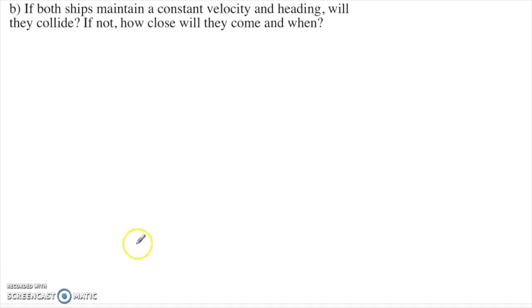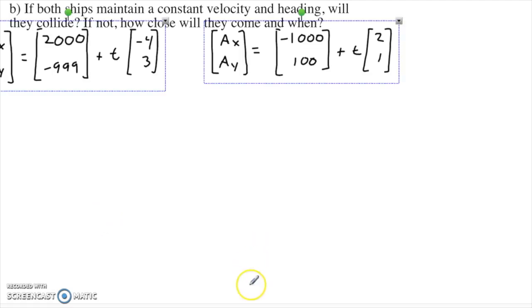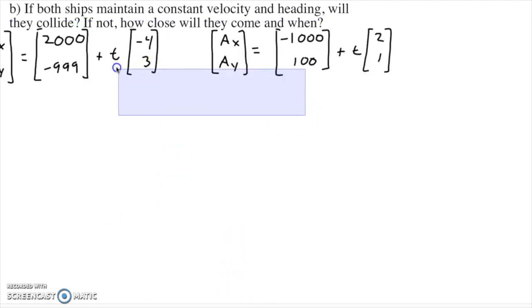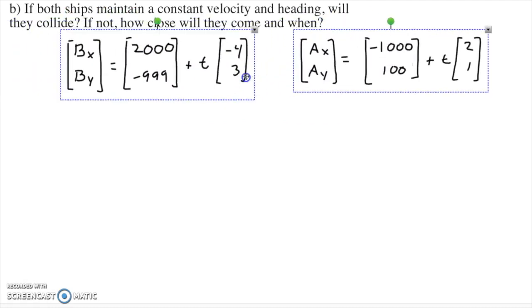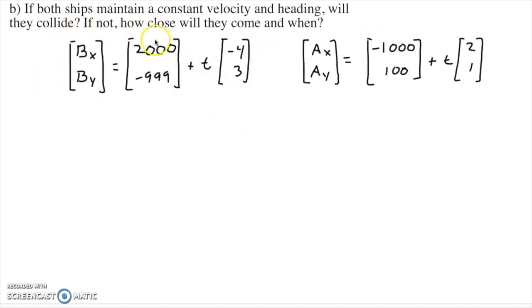The next question we're going to ask here is, if both ships maintain a constant velocity and heading, will they collide? So I'm going to again start by looking at the equations for the 2 ships, and let me just center that a little better there. Okay, so here's my 2 ships. When I'm looking for the distance between the ships, I actually find it more helpful to work in a parametric form. So I would think of the position of ship B, the Bandit, being (2000 minus 4t, 3t minus 999). Right? So think for a second about why that's the case.